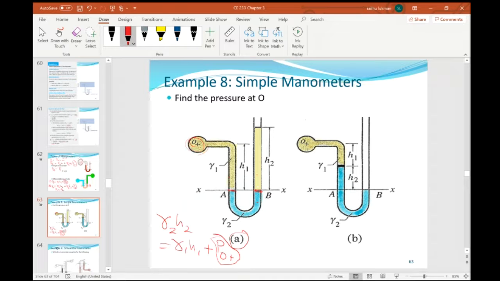Now, for the second part, here you don't have any liquid, you have air inside, okay? So air, that's atmospheric pressure, which is zero, okay? So here the pressure at B is zero, equal to the pressure at A. Pressure at A, let's call it gamma 2, okay, for the liquid. Gamma 2 for this one. The height of the liquid is H2, plus you have H1, okay, gamma 1, H1, another liquid or fluid, then plus the pressure inside here, okay, which let's say PO plus, okay. So you can make the PO plus to be the subject of the formula, okay. Of course, if you are not finding the gauge pressure here, then atmospheric will not be set at zero. You have to use the exact value of the atmospheric pressure.